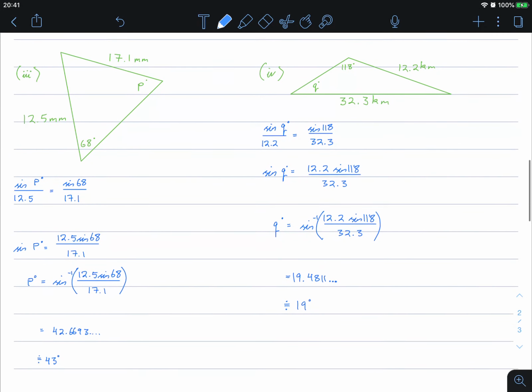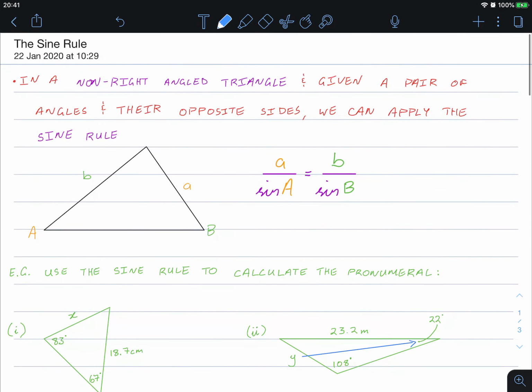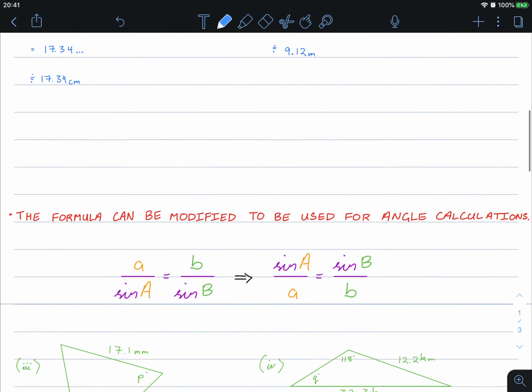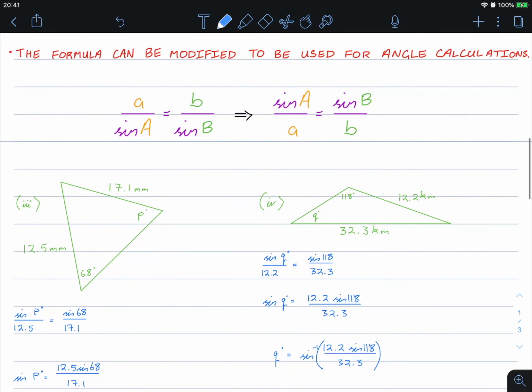So I hope that gave you an insight into using the sine rule to calculate missing sides and the sine rule to calculate missing angles.